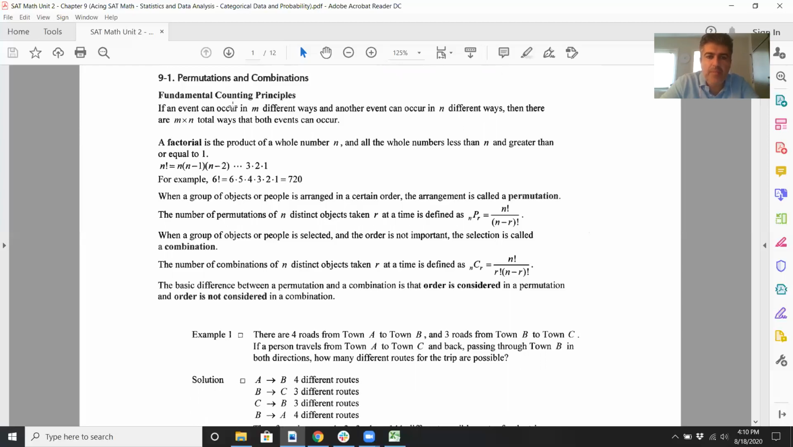So anyway, what is going on here with all this stuff? Let's look at the first one here, fundamental counting principle. If an event can occur m different ways and another event can occur in n different ways, then there are m times n total ways that both events can occur.